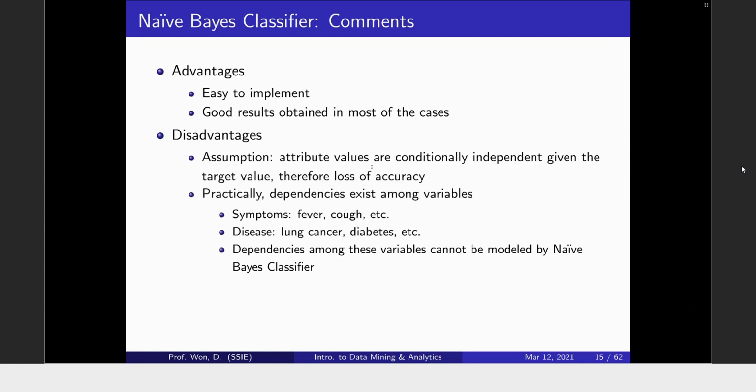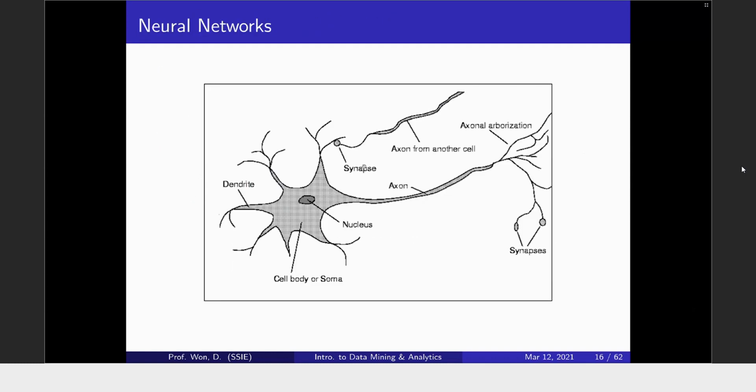So the next topic is neural networks. This is one of the very popular models, and I assume that most of you already have some background and knowledge about neural networks from other coursework. But let's have a very brief recap. This one is a neuron. These are generally like the biological neurons in the human brain.